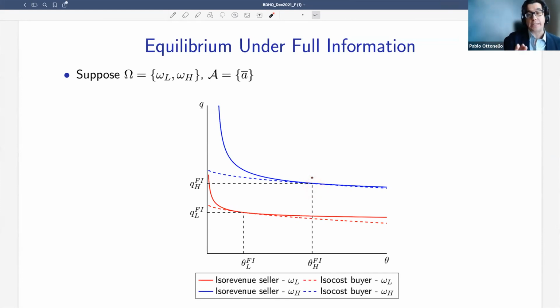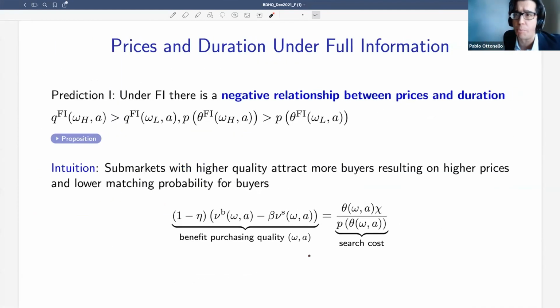What you see here is that if you have a capital unit of lower observed quality, that corresponds to an iso-cost curve for buyers, from free entry of buyers, more to the southwest. As a consequence, the unit of capital of lower quality will be traded in equilibrium for a lower price and for a lower trading probability. And this is the first prediction of the model.